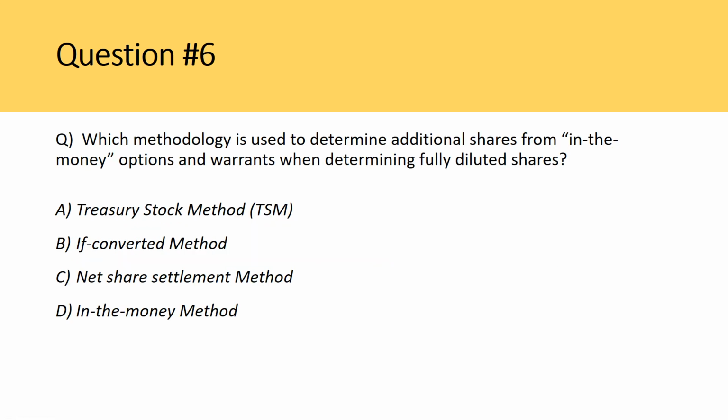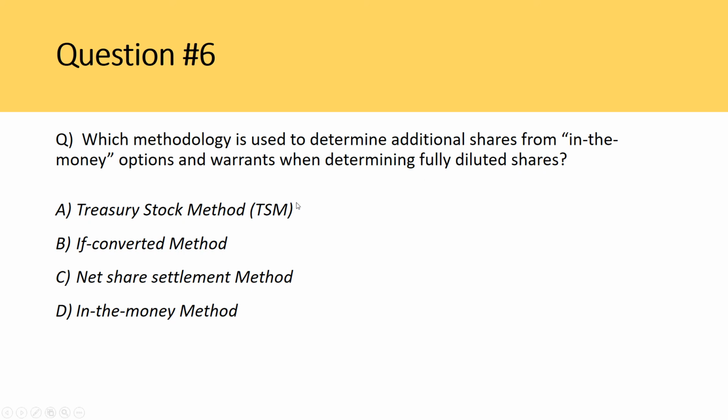Now, question 6, which methodology is used to determine additional shares from the in-the-money options and warrants when determining fully diluted shares? Well, the method that we use to calculate the new incremental shares from in-the-money options and warrants is the Treasury stock method. And we talk about this method.